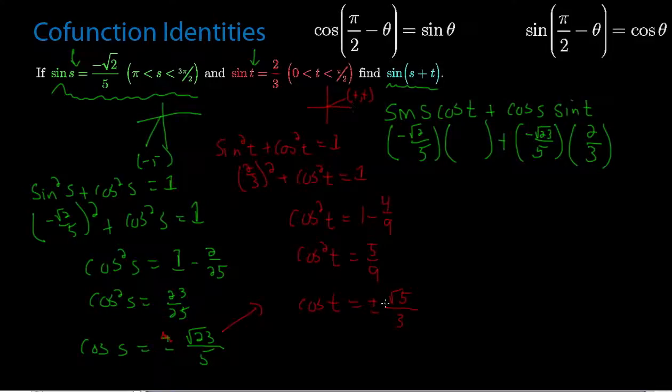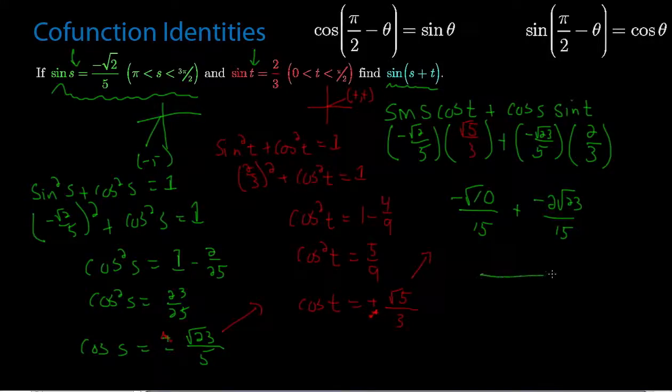Since I'm in quadrant 1, again, I can get rid of the negative version and just use the positive version. And that goes in the parentheses up here, root 5 over 3. And now I'm finally ready to answer the sine s plus t question. Multiplying the first two together produces negative root 10 over 15. Multiplying the second two together gives me negative 2 root 23 over 15. They both have a common denominator of 15, so it's not that hard to add them together and get negative root 10 plus negative 2 root 23 over 15.